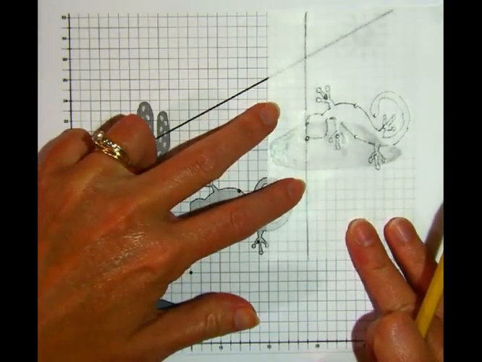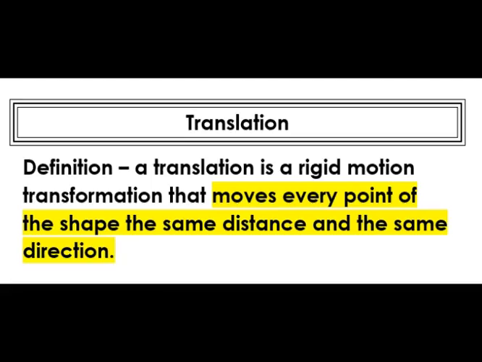until the nose coincides with the point (24, 20). Now that we've looked at a couple of different ways to perform a translation, we can provide a more formal definition. A translation is a rigid motion transformation, or isometry, that moves every point of the shape the same distance and the same direction.